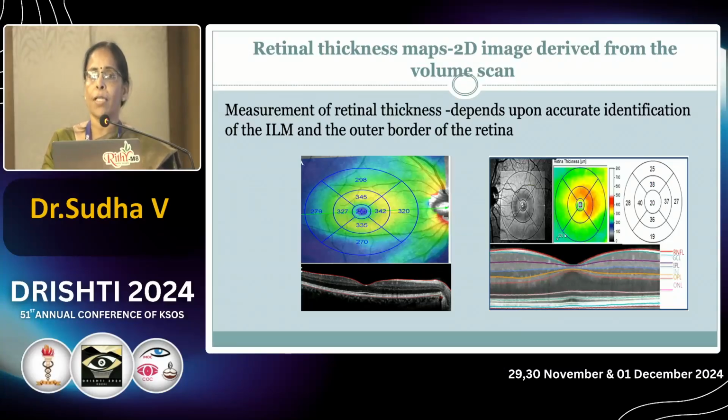Once the cube has been taken, it cuts through that cube and gives you a 2D picture of your layer thickness at each level. So that is the topographical or thickness map which you are getting, which the ETDRS grid will tell you the central thickness. I hope you understood this. This is just a cube, and out of this various levels are giving you that scan.